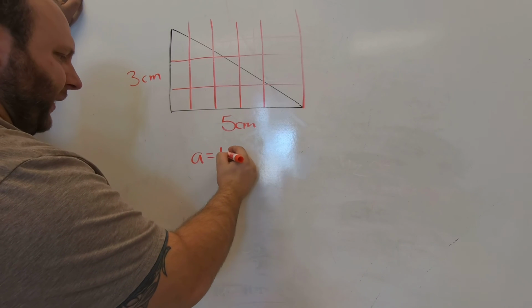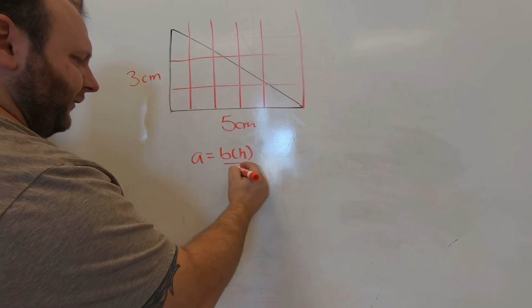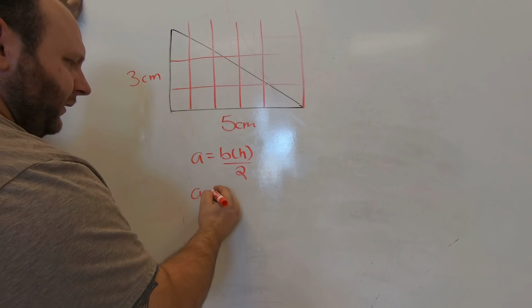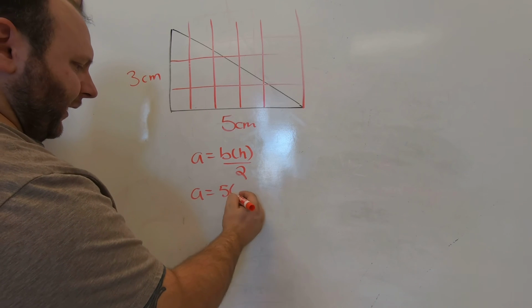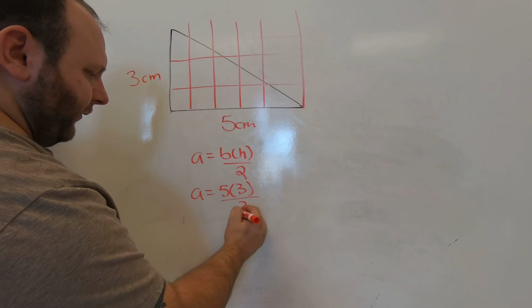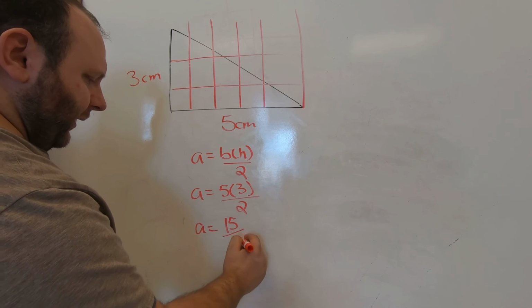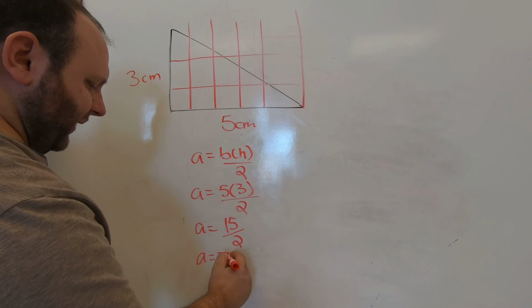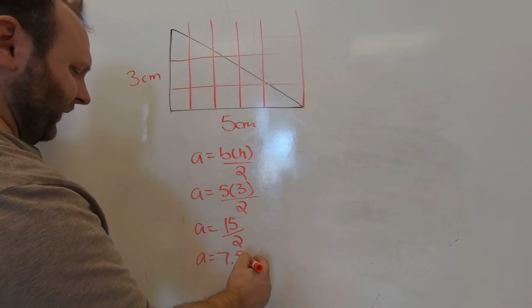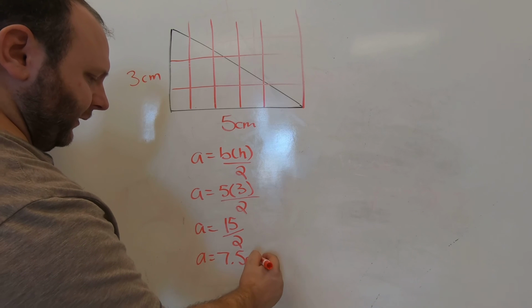So we apply our formula. Area equals base times the height divided by 2. The base is 5. The height is 3. And we divide by 2. 3 times 5 is 15. And 15 cut in half is 7 and 5/10 centimeters squared.